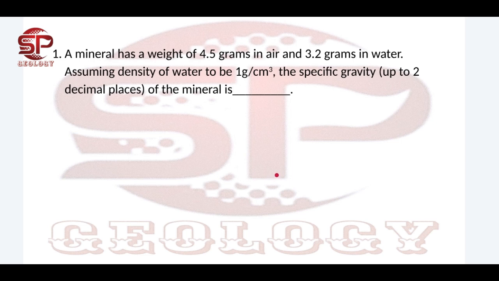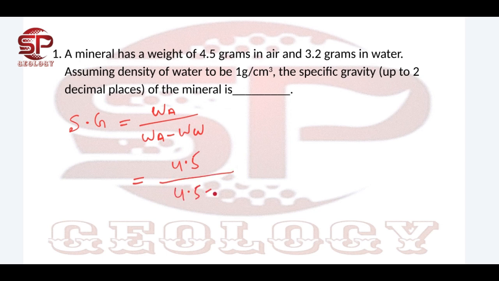Then, a mineral has a weight of 4.5 gram in air and 3.2 gram in water. Assuming the density of water to be 1 gram per centimeter cube, find the specific gravity up to 2 decimals. So write down the formula: specific gravity is the weight of mineral in air divided by the weight of mineral in air minus the weight of mineral in water. So the weight of mineral in air is 4.5 gram, divided by 4.5 minus 3.2, which gives 3.46. It will be 3.46.